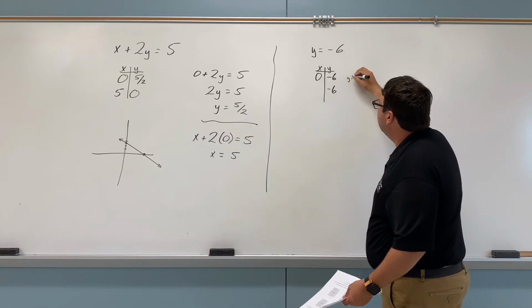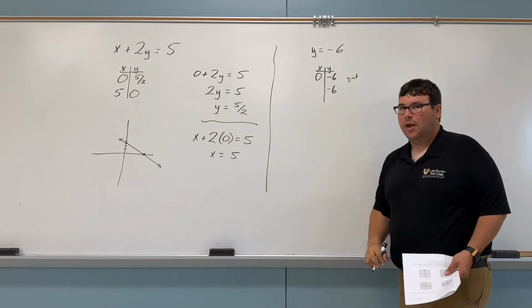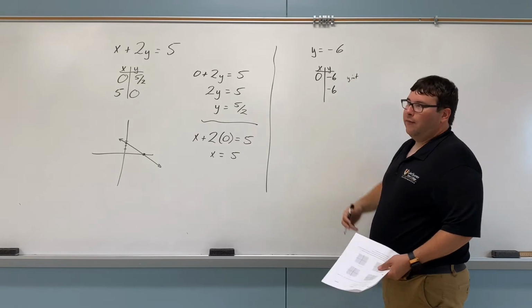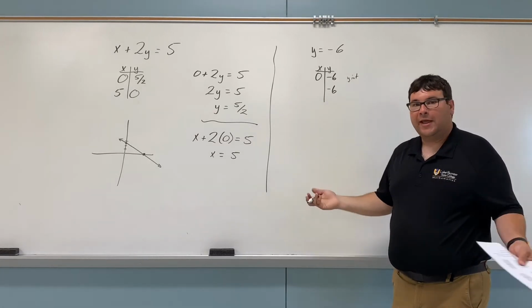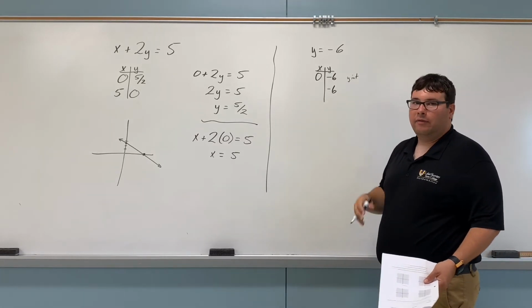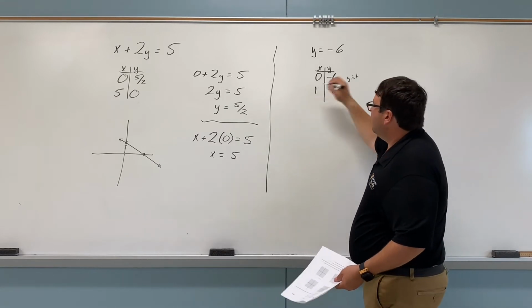So that being said, this is the only intercept. It is the y-intercept value for you. The other point that you have to have just to be able to graph could be anything because you know that y is -6. So I'm just going to put 1.